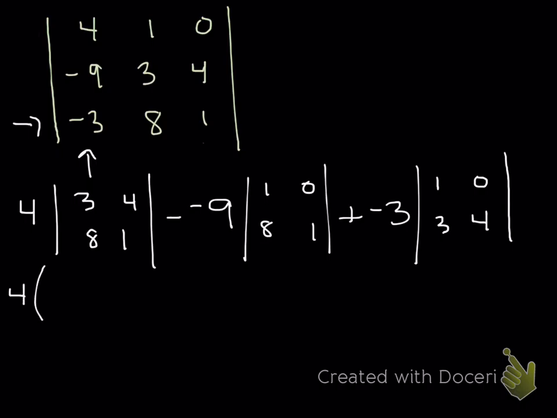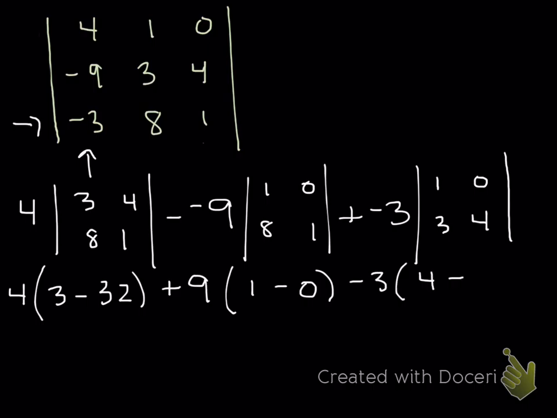When I multiply on the diagonal, 3 times 1 is 3, minus 8 times 4 is 32. I know this double negative will change to be a positive. On the diagonal, 1 times 1 is 1, minus 8 times 0 is 0. Then I have minus 3. On the diagonal, 1 times 4 is 4, minus 0.